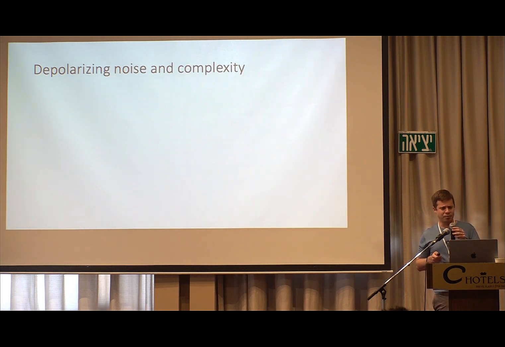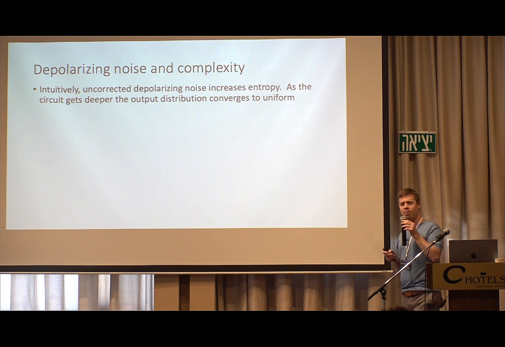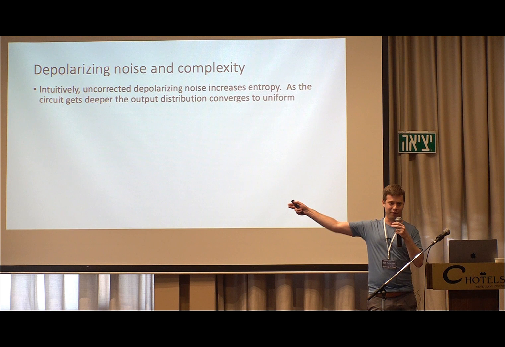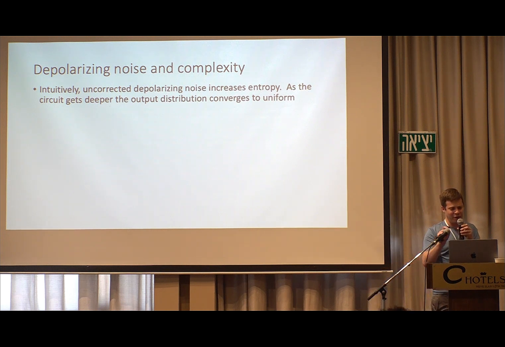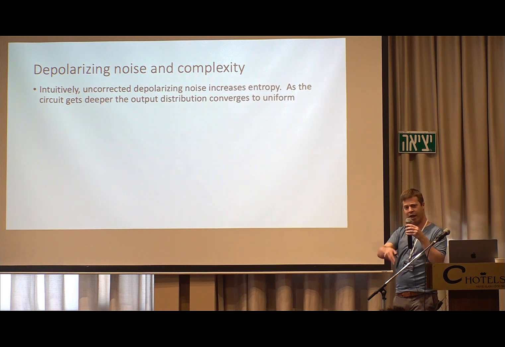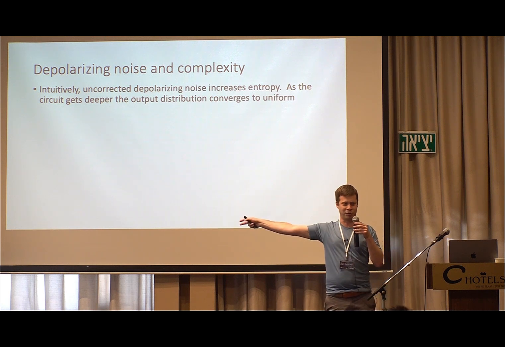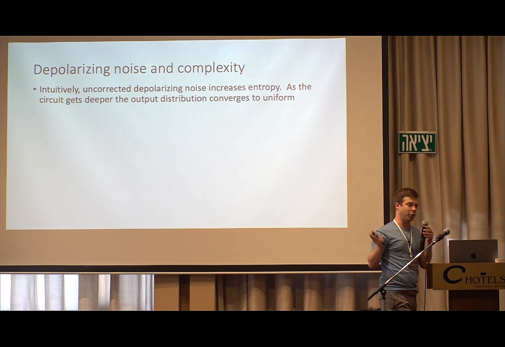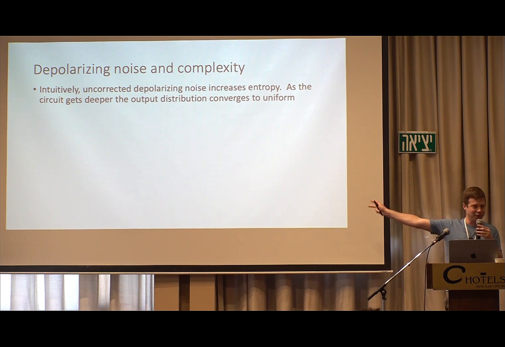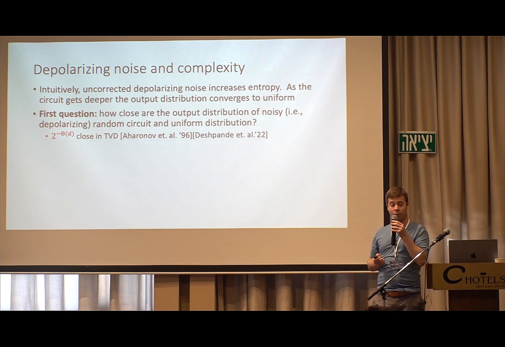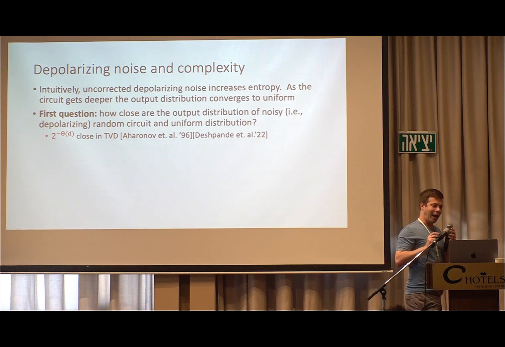But intuitively, what's going on with depolarizing noise in particular is that it has a very simple effect to understand on quantum circuits. I think of it as just increasing entropy. Every time you have a layer of gates and then depolarizing noise, and a layer of gates and then depolarizing noise, you keep increasing your entropy. And because we don't measure, we don't add ancillas or whatever, there's no escaping this. We're going to eventually converge to the uniform distribution, right? So the first question we should ask is, how close is the output distribution of a noisy random quantum circuit with depolarizing noise only and the uniform distribution?